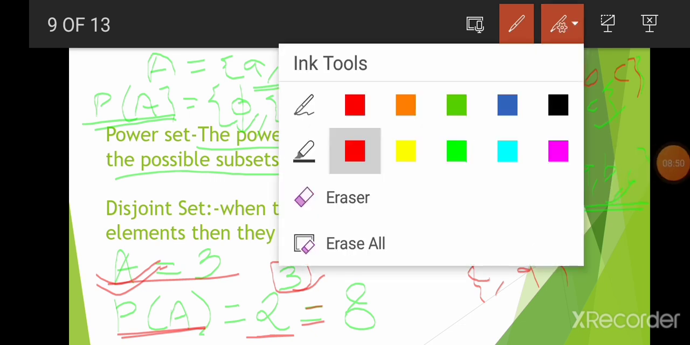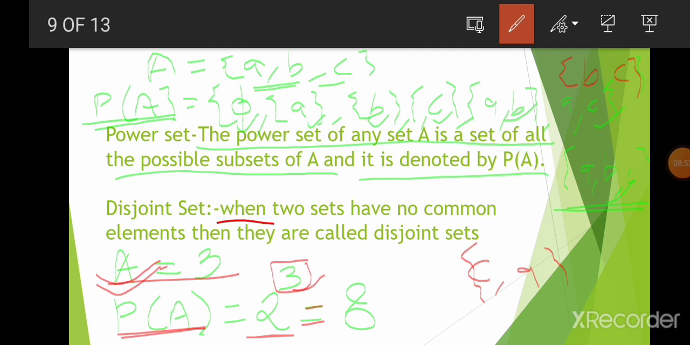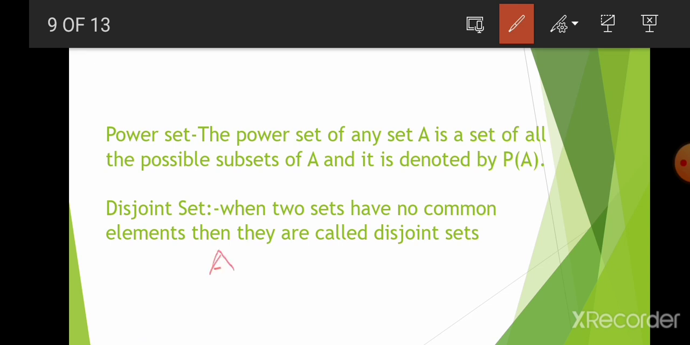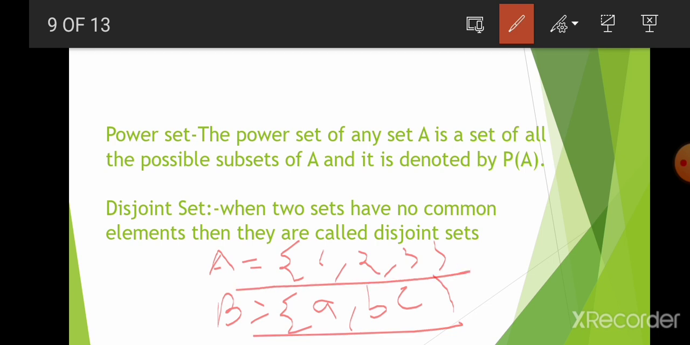Disjoint sets means two sets that have no common elements. Suppose A is a set whose elements are 1, 2, 3, and B is a set whose elements are A, B and C. Here both sets are totally different, where no elements are common in both the sets, so we can say that A and B are disjoint sets. Disjoint sets are simply two sets in which no element is common. I hope you understand all these points.